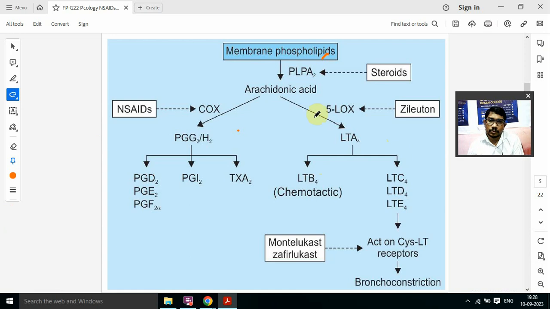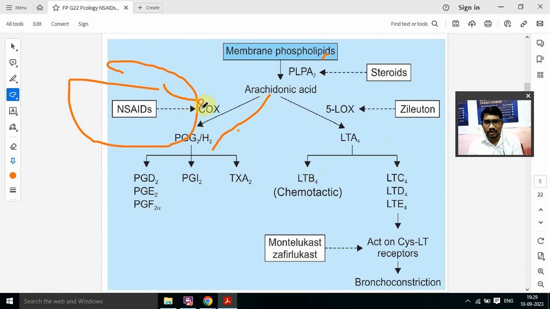Okay. So first, arachidonic acid is converted to prostaglandin, that is inhibited by NSAIDs. NSAID, non-steroidal anti-inflammatory drugs. So they inhibit the COX. Some drugs inhibit non-selectively COX1 and COX2. Some drugs inhibit selectively only COX2. Some drugs inhibit the COX3. Okay. So we are going to see the classification.